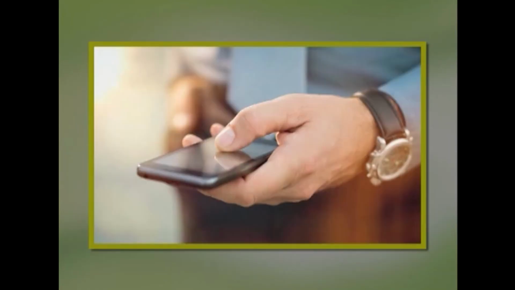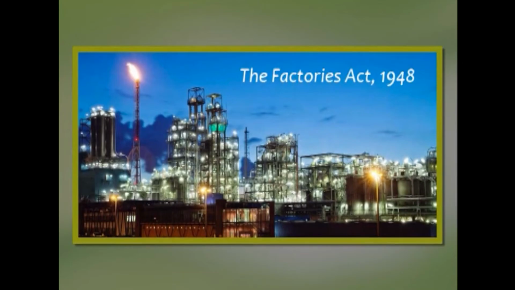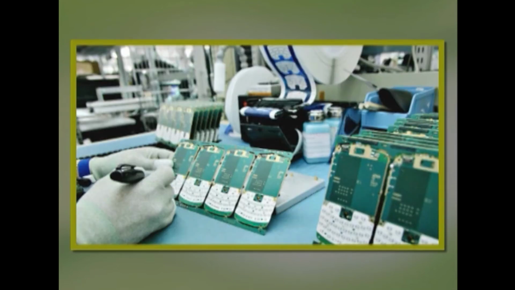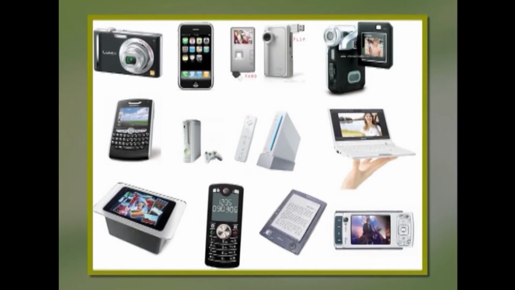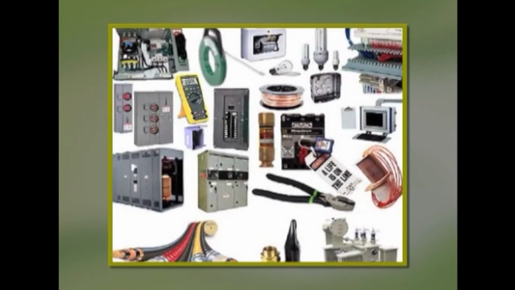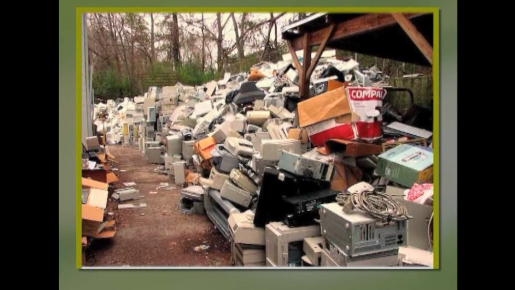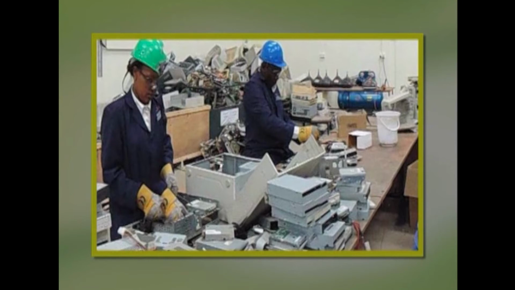The e-waste rules apply to every producer, consumer or bulk consumer, including factories under the Factories Act, involved in the manufacture, sale, purchase and processing of electronic and electrical equipment or components, along with all collection centers, dismantlers and recyclers of e-waste. E-waste is defined under Rule 3, Clause K to mean waste electrical and electronic equipment in whole or part or as rejects in the manufacturing and repair process which are discarded.